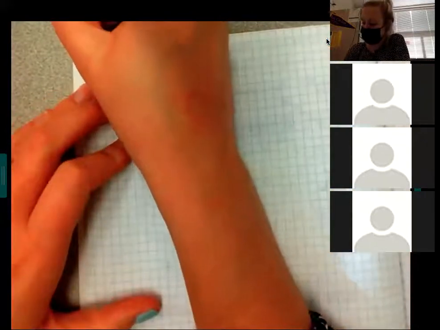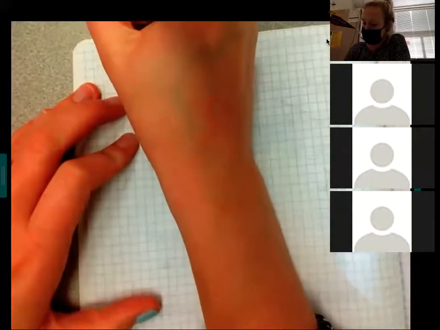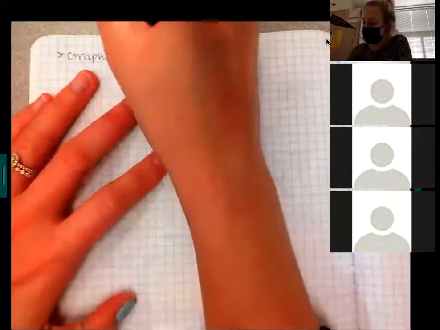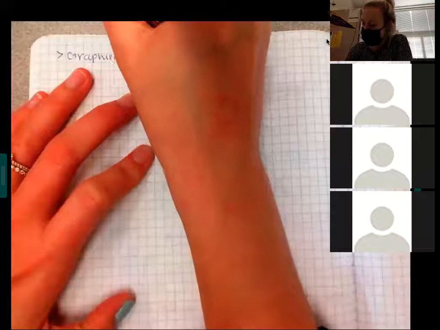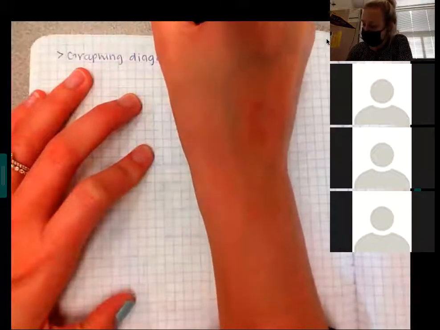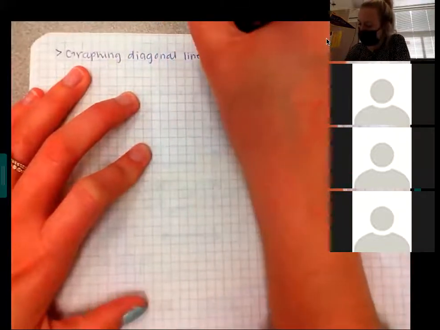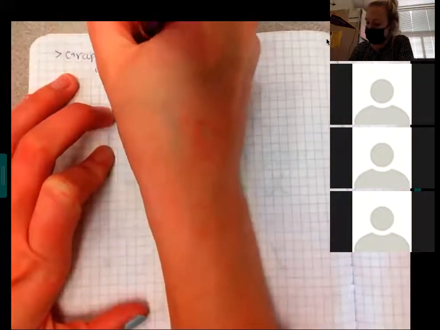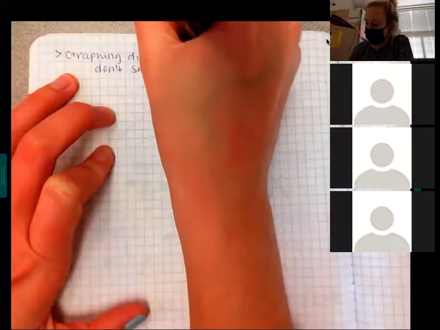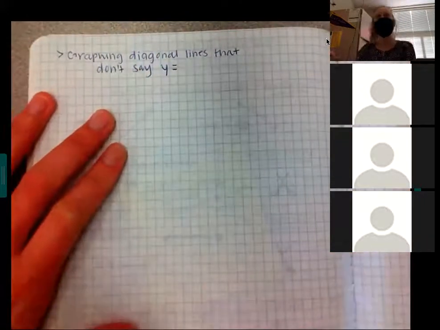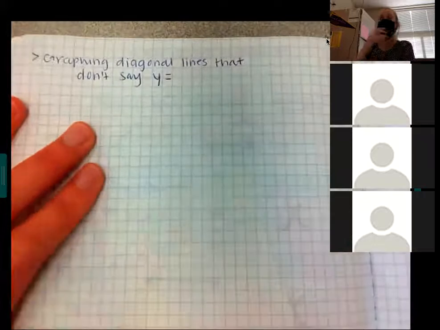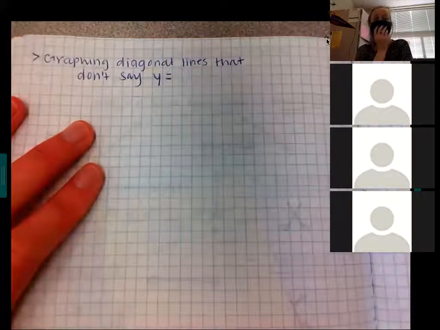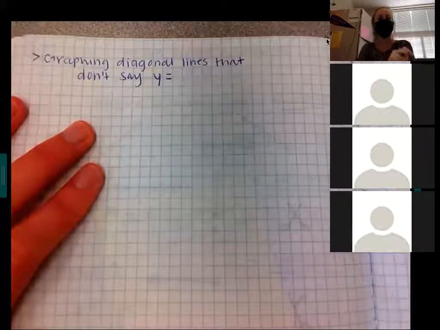All right. Second thing. It's still on the same notes page. I just ran out of room, so I got to flip. We're going to talk about graphing diagonal lines that don't say y equals yet. Some of you might have seen this in middle school, but I really don't think so.